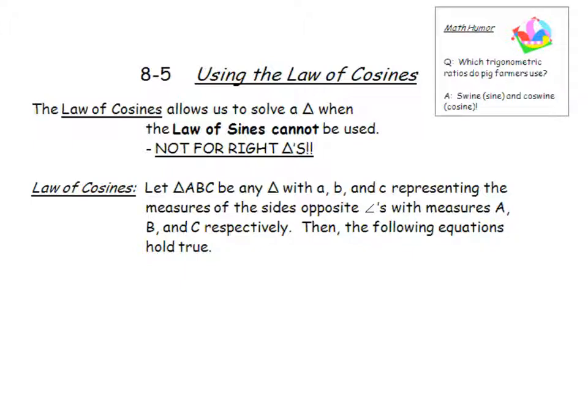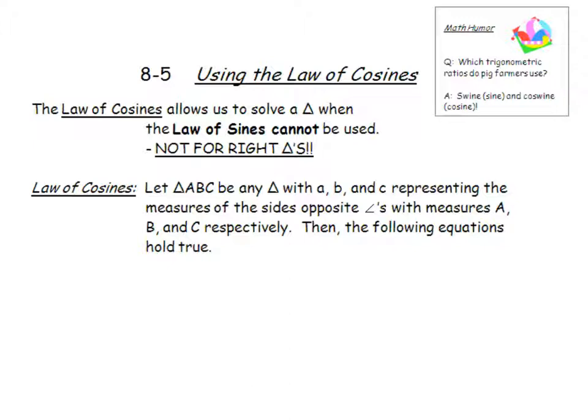All right, so continuing on, you guys, law of cosines. Law of cosines I like to think of as your last resort, okay? We use the law of cosines to solve for a triangle, but only if you can't use the law of sines. Remember, this is not for right triangles. If you get right triangles, you use SOHCAHTOA, Pythagorean theorem, okay? If you don't have right triangles, the first thing you want to try is the law of sines, and then remember the last resort, law of cosines.